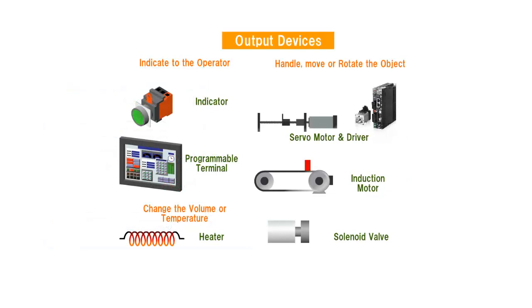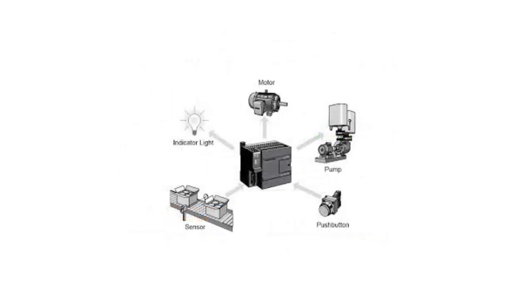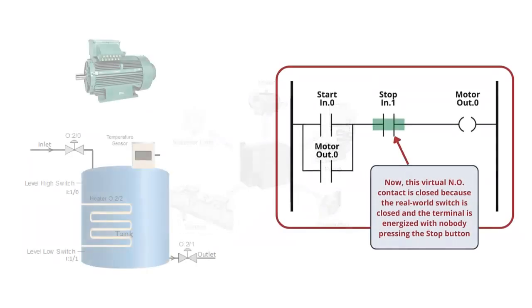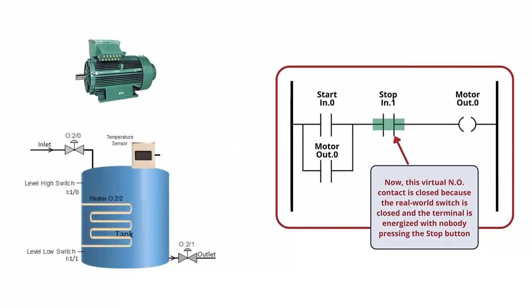PLC output devices are components that the programmable logic controller, PLC, uses to control external devices or actuators. These output devices receive signals from the PLC and take action accordingly. Some common PLC output devices include contactors, electrically operated switches used to control high-power devices like motors or heaters.